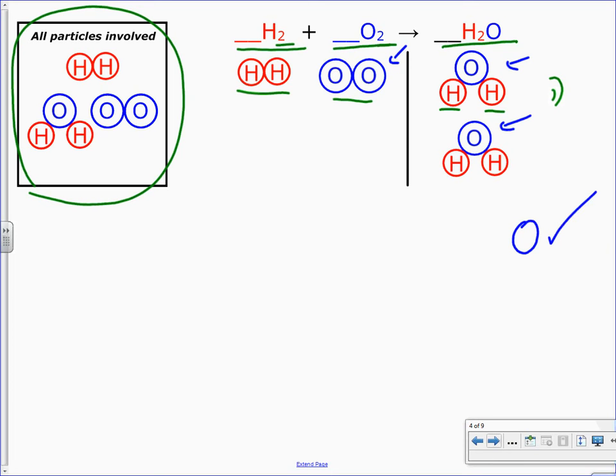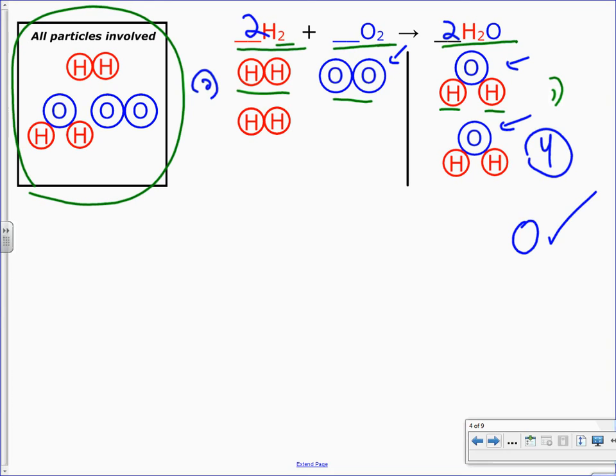Check. We look at the hydrogens, however, and there are a total of 4 hydrogens on the left and only 2 here. So to balance this, we're going to add in another molecule of H2. And since there are now 2 molecules of H2, we add a coefficient here, and we added in a second H2O, so we add a coefficient here.